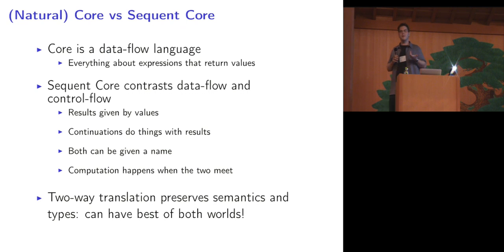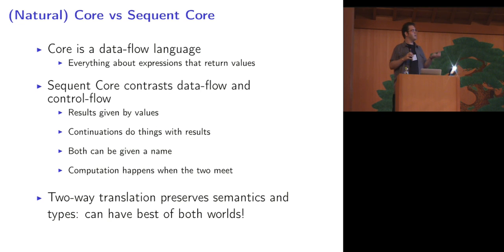But what are the differences between these two representations? If we can go back and forth, why would we use one over the other? So Core, as a lambda calculus, is an expression language. It's all about expressions that return values. It's like functional programming. That's the heart of everything that's going on. In Sequent Core, instead, we have a dual counterpart. So there's both data flow and control flow that contrast one another. And that's the duality between giving something as an output or taking something as an input. The producer-consumer dynamic between the two.